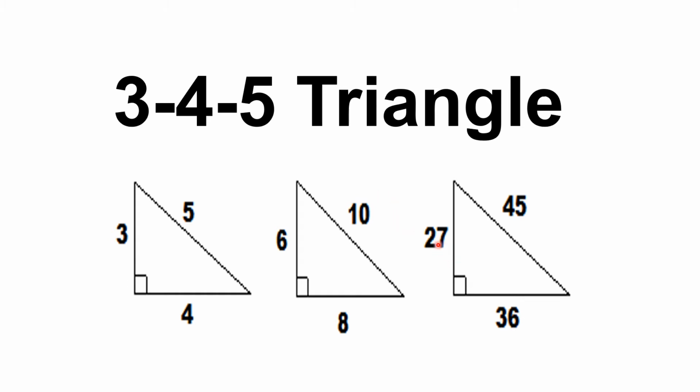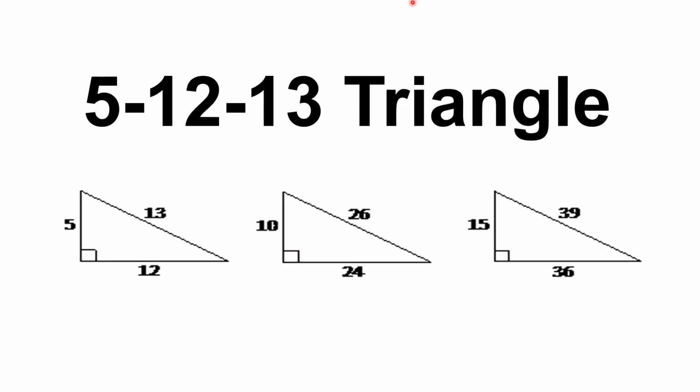This is another example, 27, 36, and 45. How do you solve for 45 if it is unknown? Simply divide 27 divided by 3, that's 9. So 9 will be your multiplier for all sides of a 3, 4, 5 triangle. Correspondingly, 4 times 9 is equal to 36, and 5 times 9 is equal to 45. In this second triangle, the multiplier is 6 divided by 3, 2. So 4 times 2 is 8, and 5 times 2 is 10.